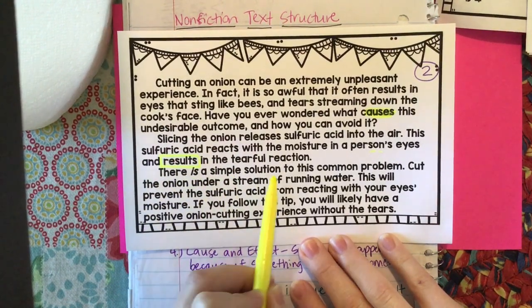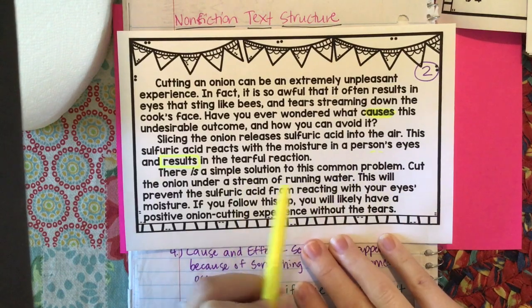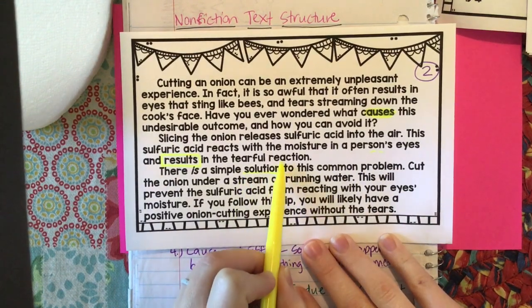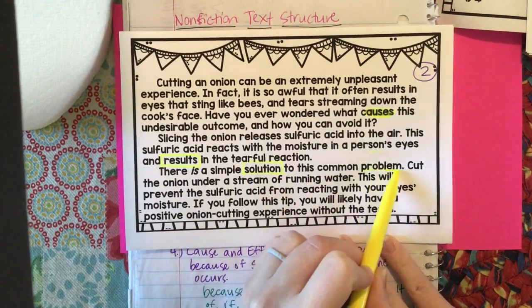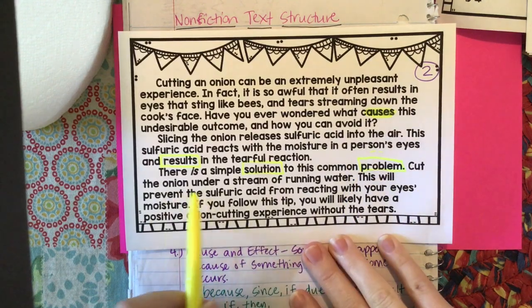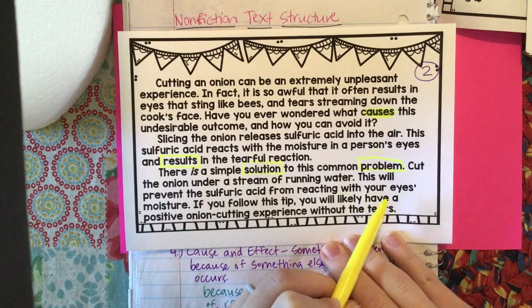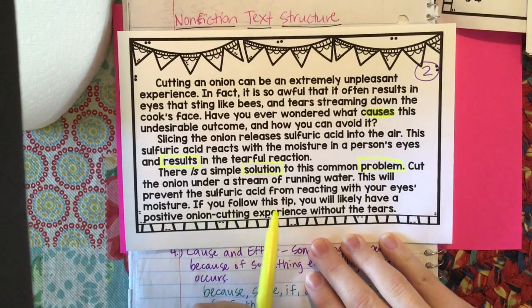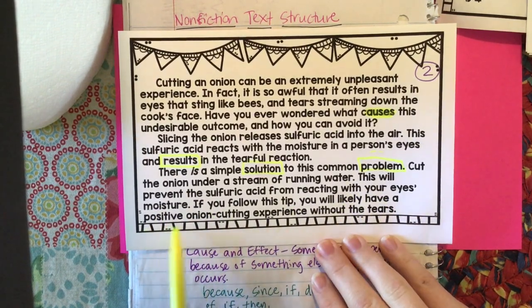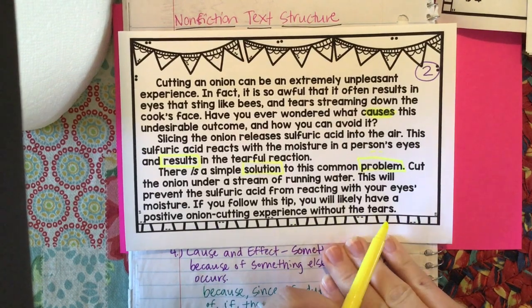There is a simple solution to this common problem. Right there, I've got two keywords. I've got solution and problem. Cut the onion under a stream of running water. This will prevent the sulfuric acid from reacting with your eye's moisture. If you follow this tip, you will likely have a positive onion cutting experience without the tears.